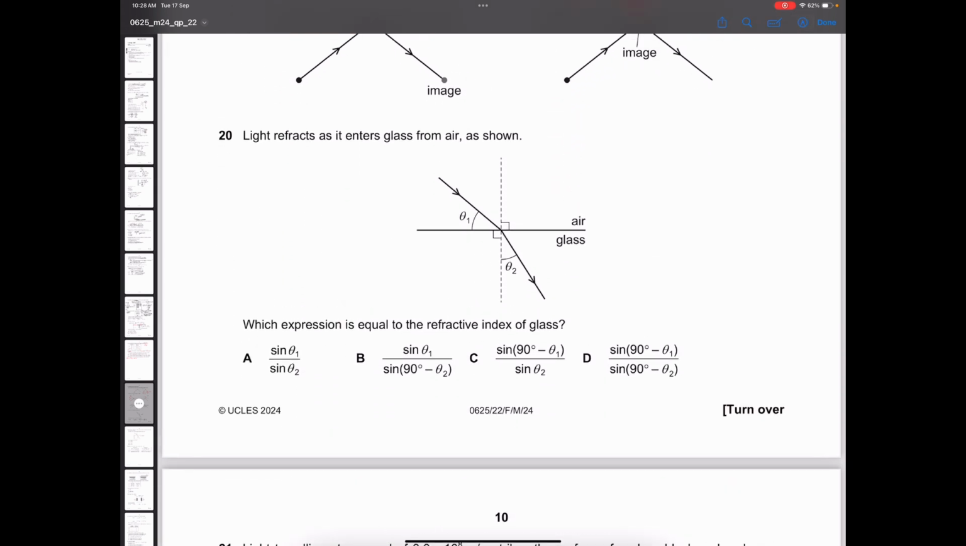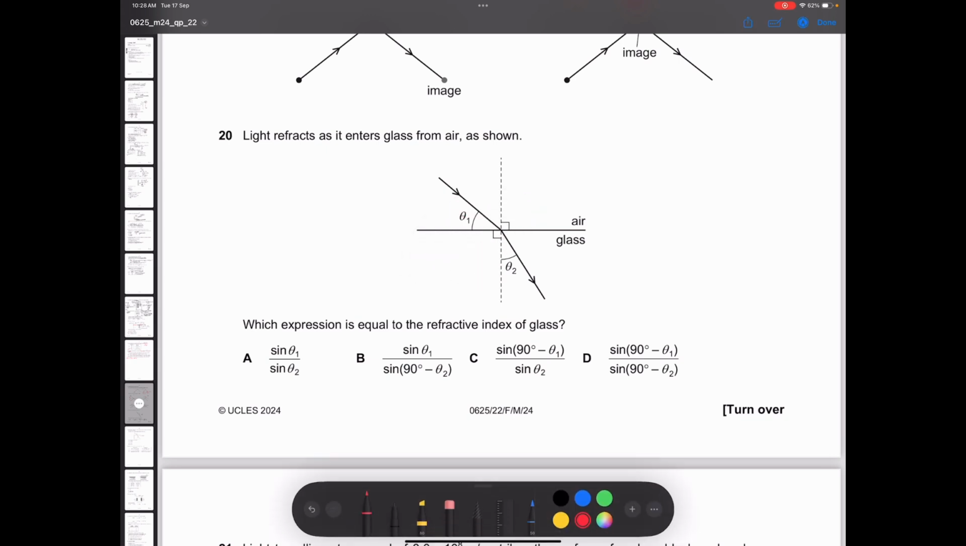Now, this question: light refracts as it enters the glass from air. They're simply asking for the refractive index. So refractive index is equal to sine i over sine r. Is this the angle of incidence? No. The angle of incidence will be this, which is 90 minus theta 1. So we can say sine of (90 minus theta 1) divided by sine theta 2 will be the refractive index. So which option will be correct? Option C will be correct.